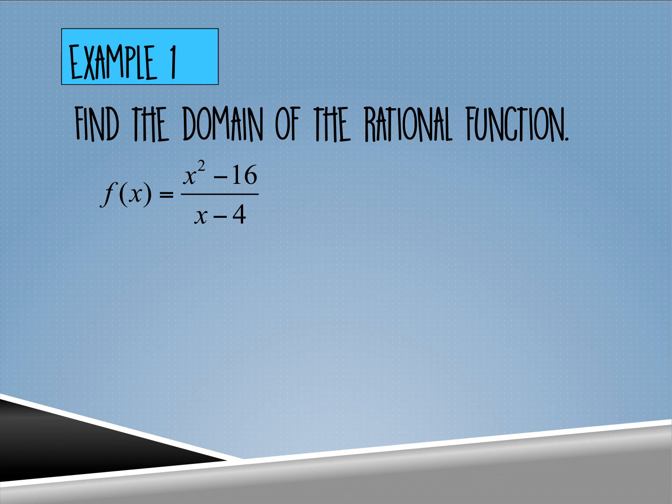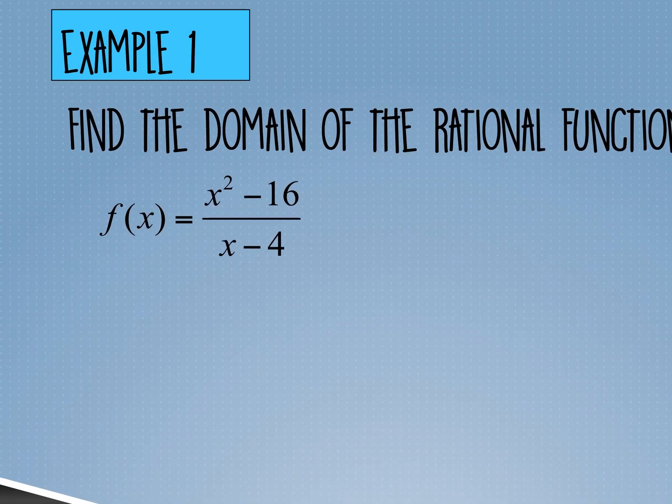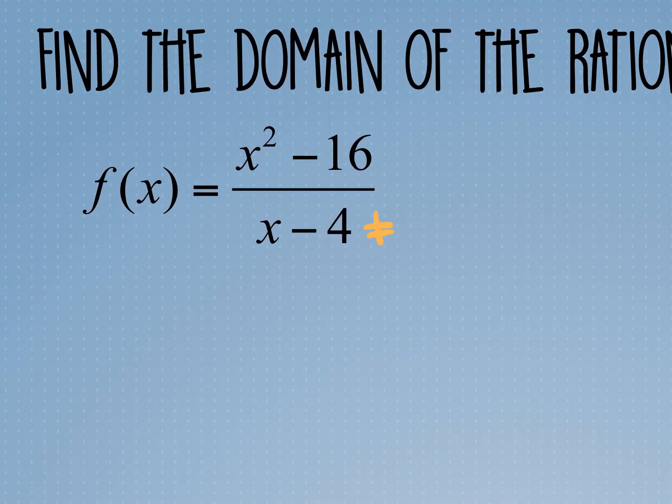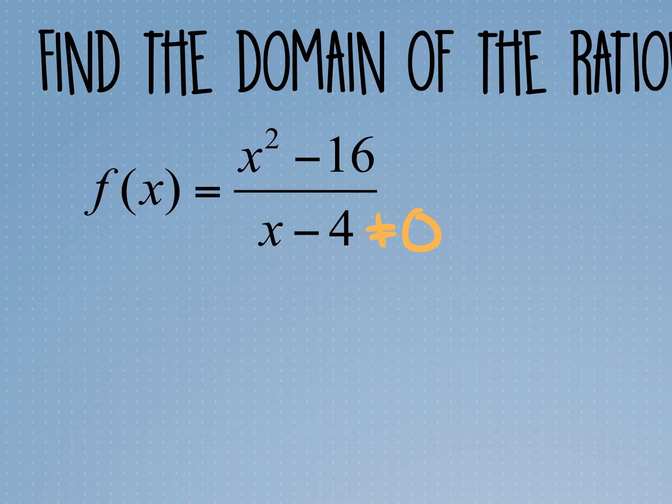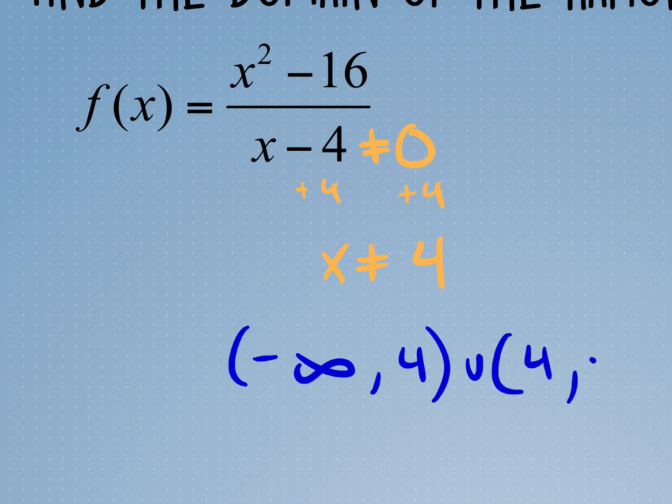All right, so example 1. So here we have to find the domain. How do I find the domain? Set the denominator not equal to 0. So we solve for x. We would add 4 to both sides. So x does not equal 4. How do I write that as an interval? -infinity to 4 with parentheses because 4 is not included, and then a union 4 to infinity.